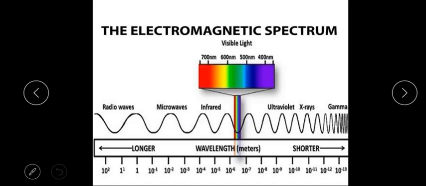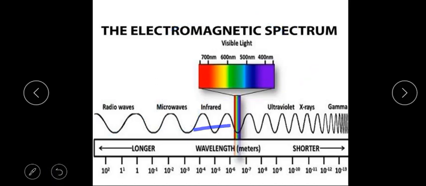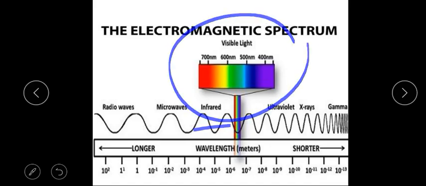Now in this figure you can refer to the electromagnetic waves: radio waves, microwaves, infrared, right? Next we have the visible light, which has a wavelength range from 400 nanometers to around 700 nanometers. Then we have the UV rays, X rays and gamma rays. So that is the electromagnetic spectrum.